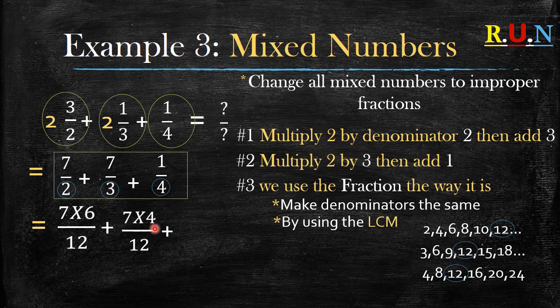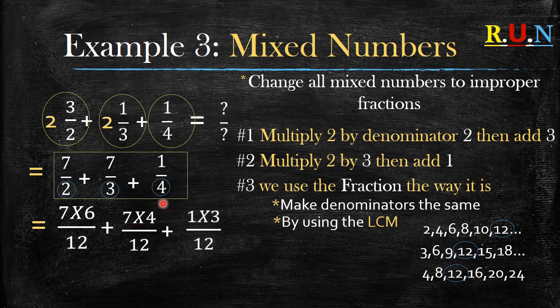The next one is 7 times 4. Why is it 7 times 4? Because 7 was already a numerator. Now why is it times 4? Let's go to the multiples of 3. How many numbers did it take to get to the LCM? 1, 2, 3, 4. Hence it's 7 times 4.